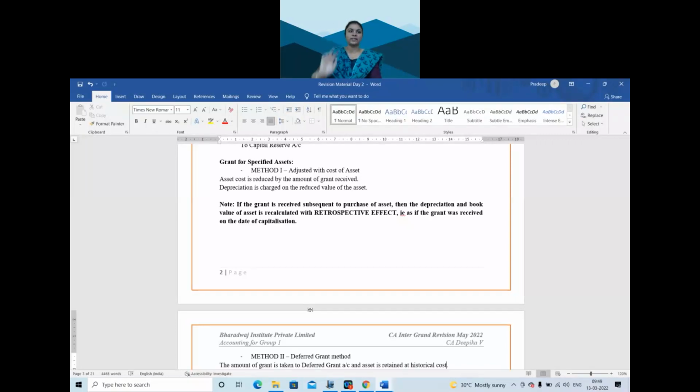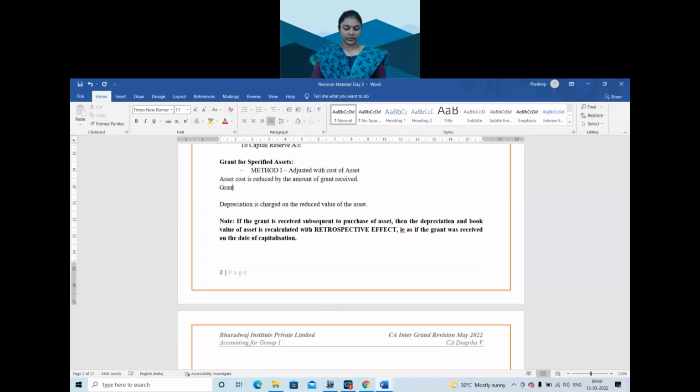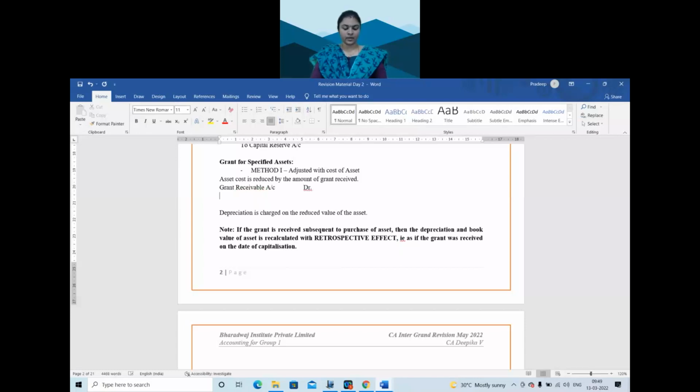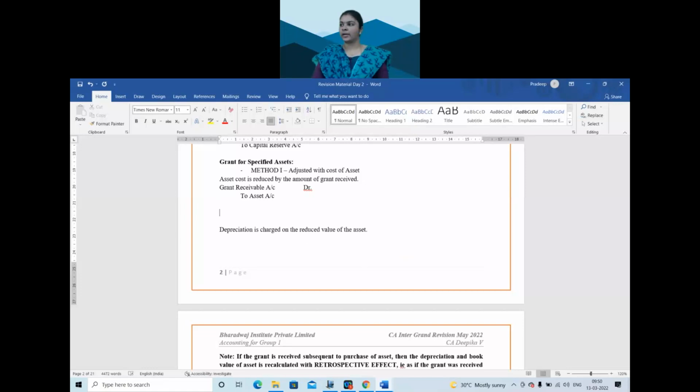There are two methods for recognition of this. What is the first one? Where the grant value is reduced from the cost of the asset. So if I have to give the journal entry, what will be the journal entry? It will be grant receivable account debit to asset account. So the value of the asset or the cost of the asset is reduced. And then this is the accrual entry. Coming to the payment entry or receipt entry, we will have cash or bank account debit to grant receivable.